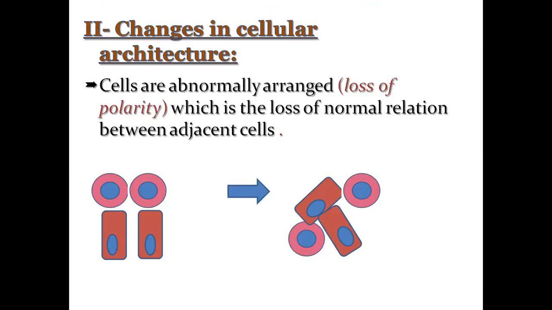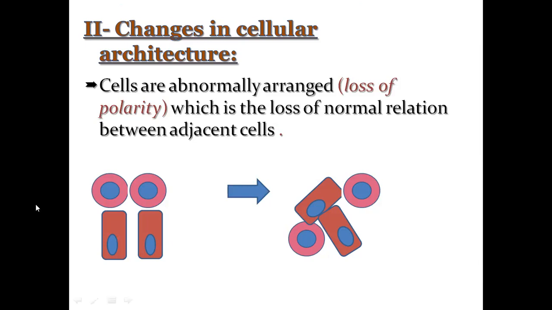Another thing, so we now know that there are morphologic changes of cells that denote malignancy, right? And we have architectural changes. It means abnormal organization of cells. Normal cells have something called polarity. What is meant by polarity? Polarity means that cells respect each other. They respect the order or the organization of each other.